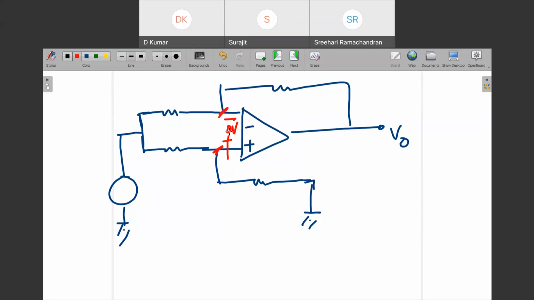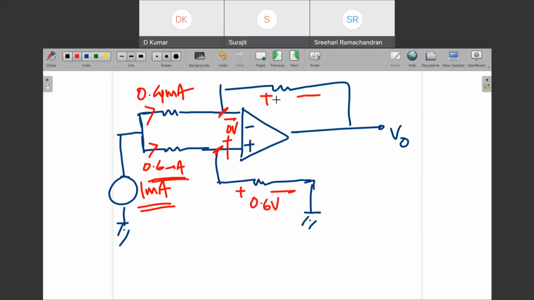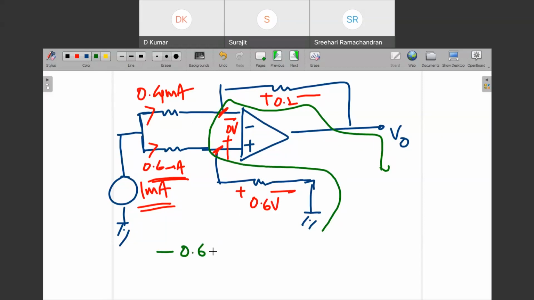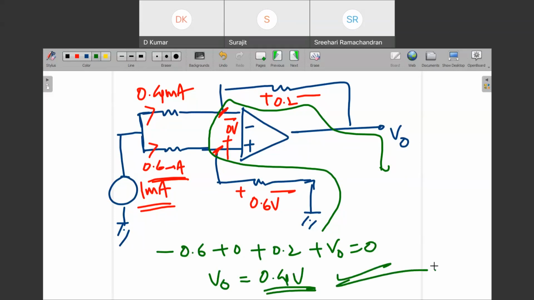Now you might have understood, right? So here the current is 0.4 milliampere, and here the current is 0.6 milliampere. You have to be slightly careful: find the voltage drop and apply KVL. This is 0.6 volt, and here the drop will be 0.2. Now you can apply KVL from here to here, here to here, like this: 0.6 plus 0 volt plus 0.2 plus V naught equals 0. So V naught will be 0.4 volt. So in a single line you can get the answer.